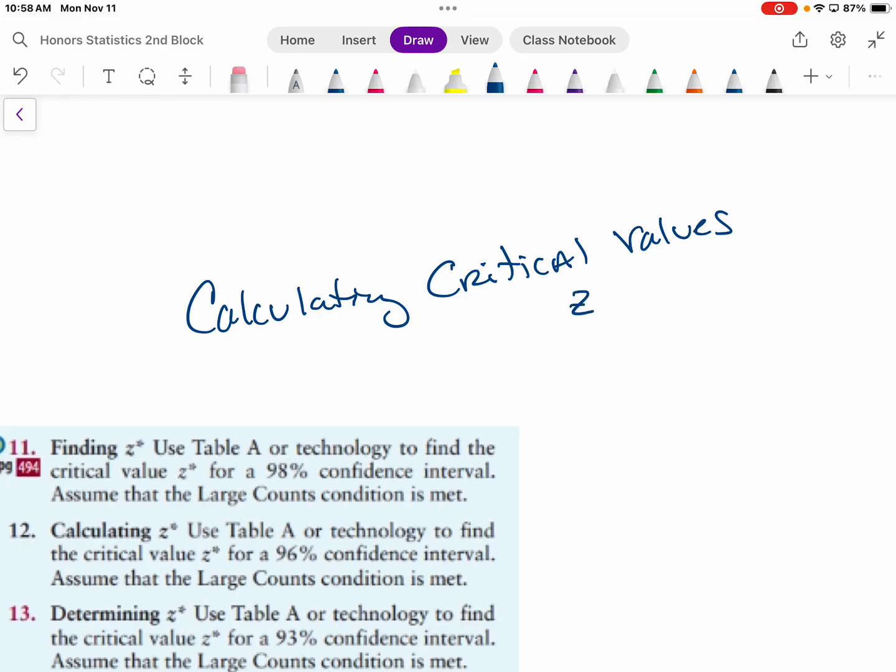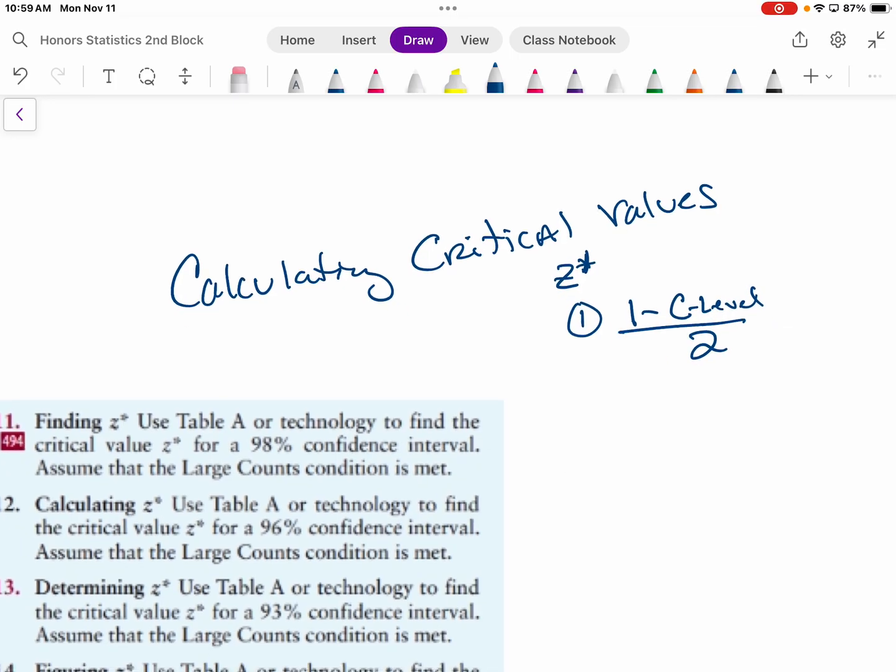Now, how do we find this section? We deal with what's known as Z star. And when we deal with means, we deal with one that's called T star. That one's a little bit more complicated. But since we're dealing with proportions, we call it Z star. So what we do is as follows. Step number 1, we do 1 minus the confidence level and divide it by 2. Step number 2, we use inverse norm to determine the Z value.